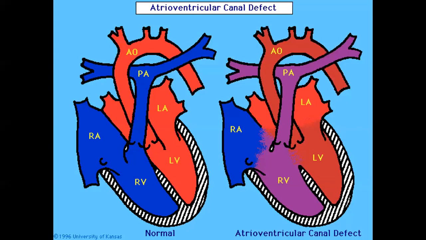Now this figure shows the atrioventricular dilation. There is a distortion of both valves. So this is the gross picture of atrioventricular canal defect.